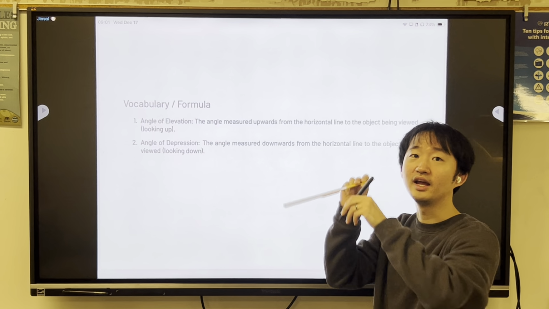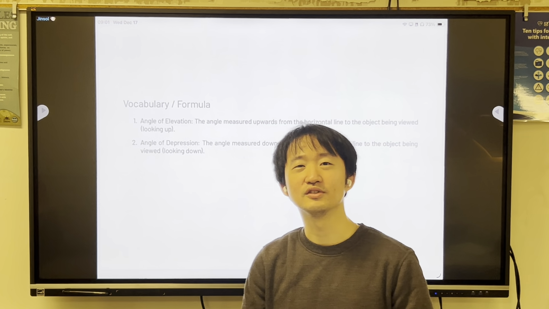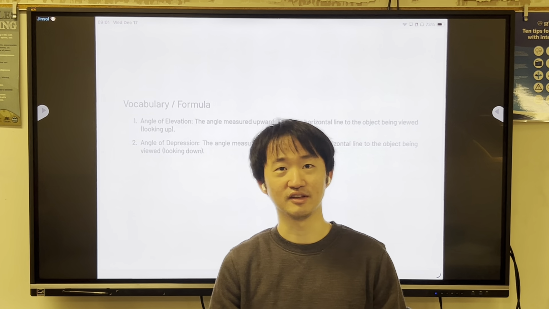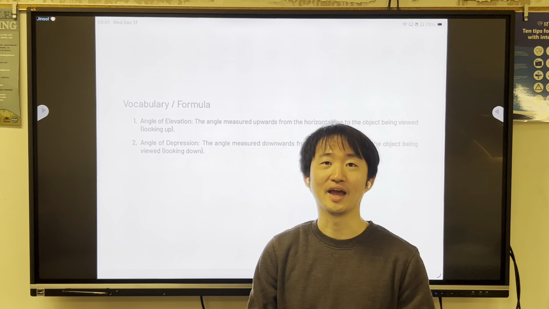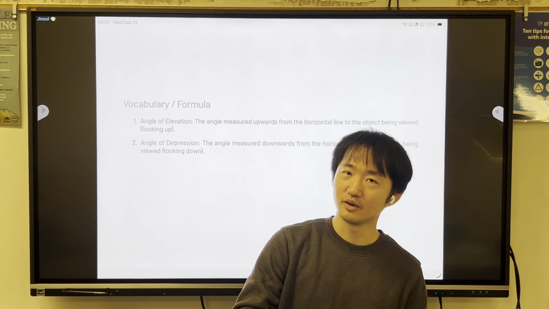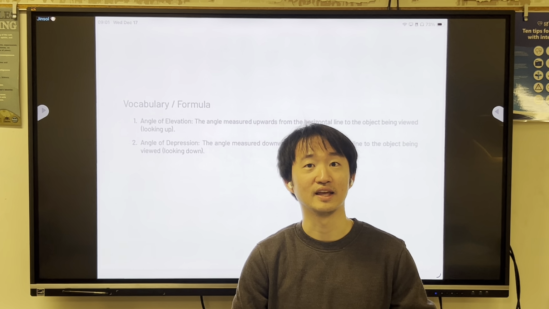Most often, for the angle of depression, we're going to need to find the other side of the angle. So we know the angle inside the triangle, so then we can solve the triangle to find the answer of the problem.